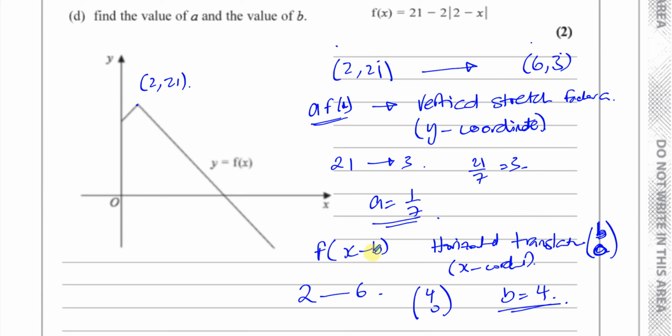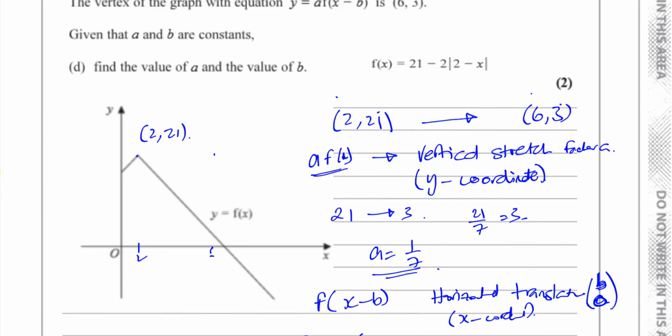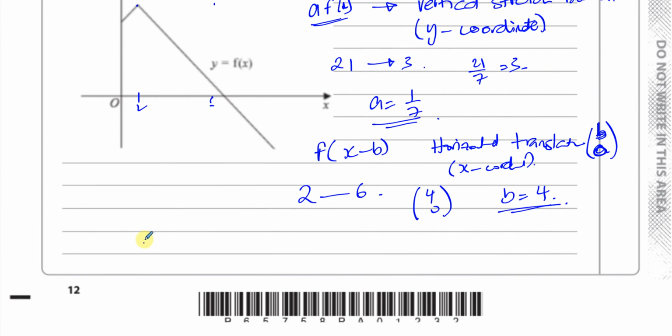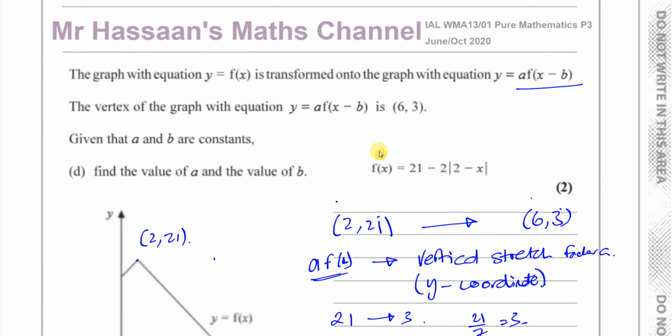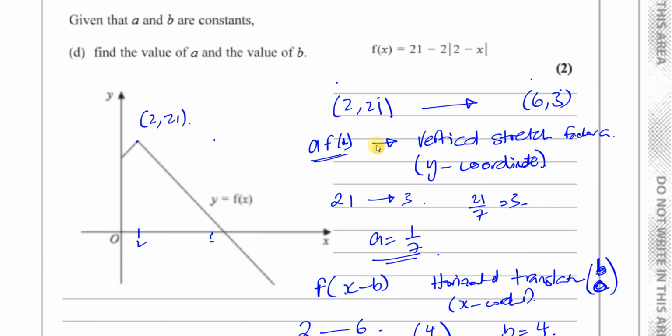B is equal to 4, and you can see that it's moved from 2 to 6, so it's moved to the right 4 spaces, so it's going to be x minus 4. So b is going to be 4 because it says minus b there. So we can say a is equal to 1 over 7 and b is equal to 4, just using the concept of graphs and transformations of graphs. So that's the end of this question.